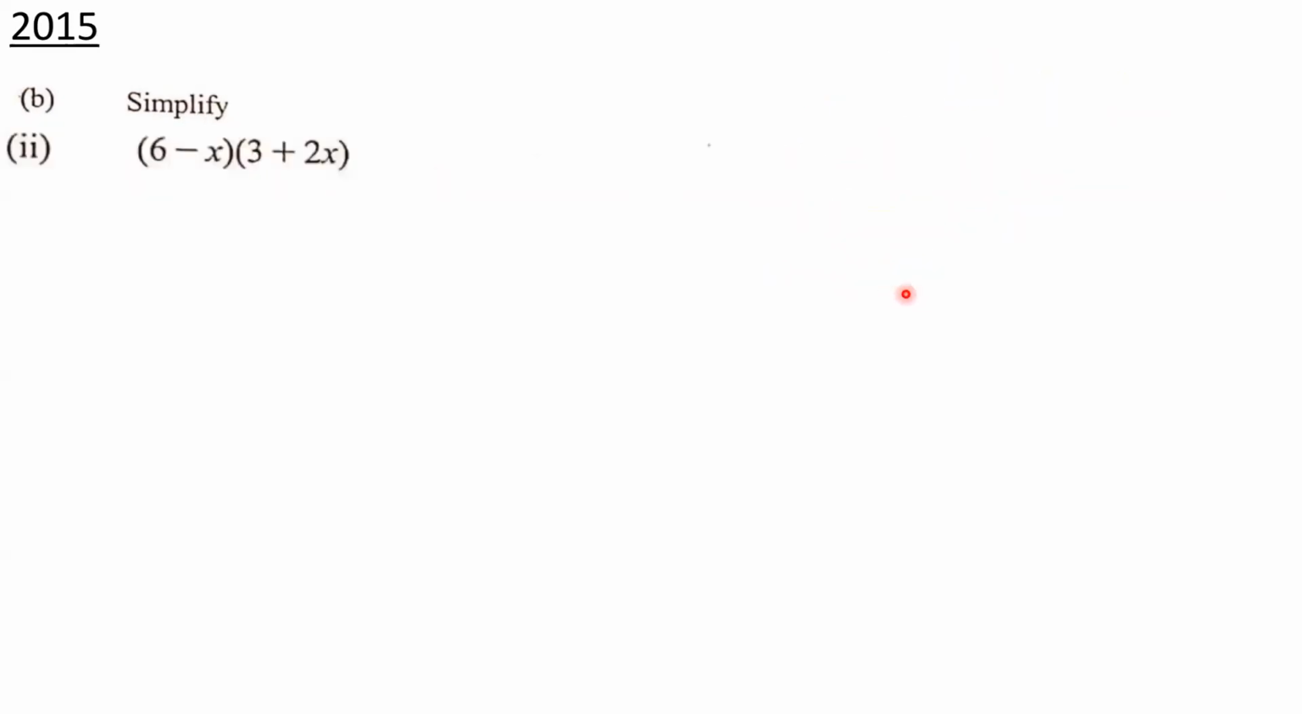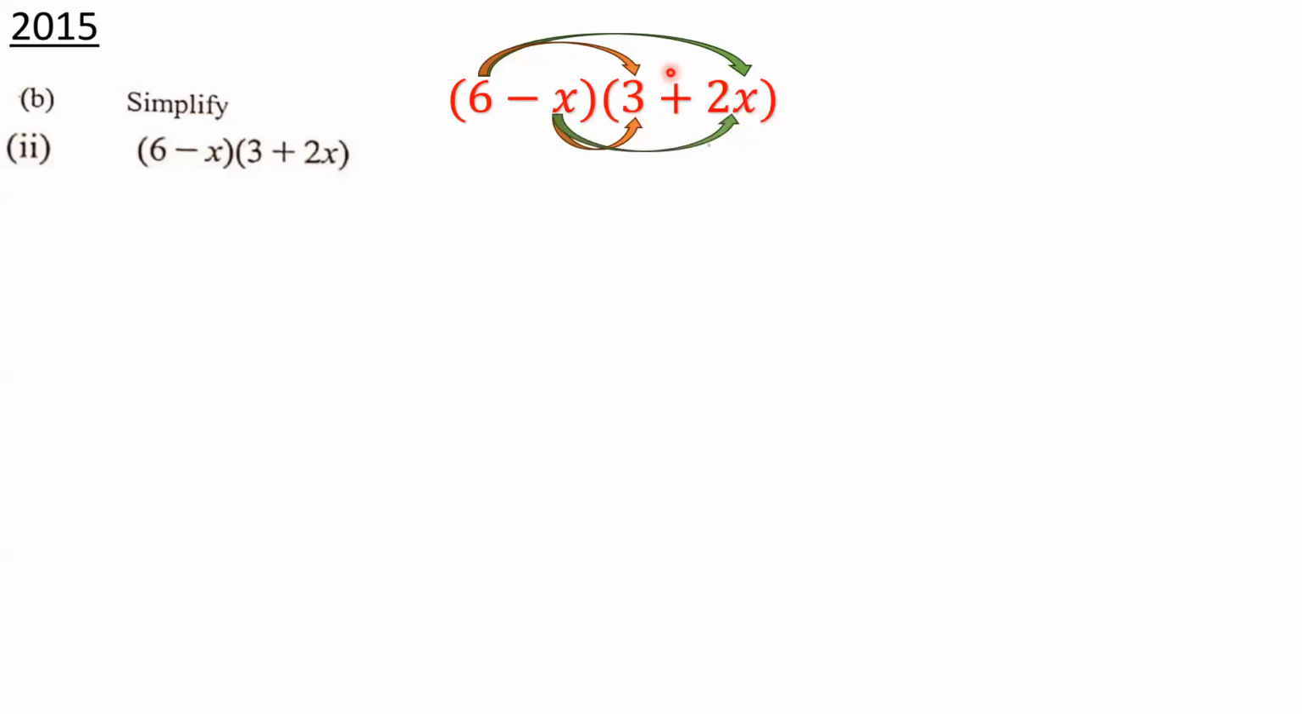Okay, next question, we have 6 minus x, this quantity, multiplied by 3 plus 2x. The method that we use here is called the FOIL method. We're going to multiply the 6 times the 3, and the 6 times the 2x. Basically, we take this number and multiply it by every term inside of this parentheses. Then we take the second term and multiply it by every term inside of the second parentheses. So we have negative x multiplied by 3, and negative x multiplied by 2x. That's how we get our answer.